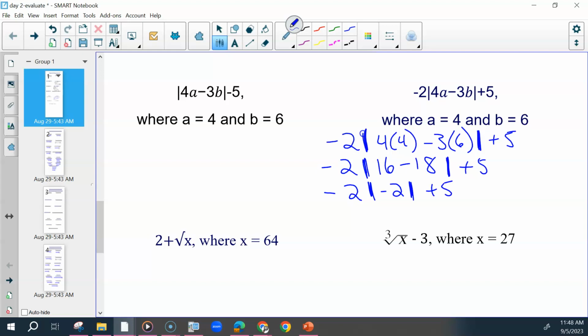Absolute value measures distance, so it can't be negative. So after there's nothing else to do inside the absolute value, you just make it positive and change these to parentheses. And then multiply and then add. So our final answer would be 1.